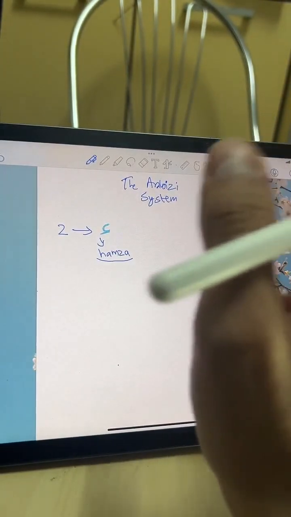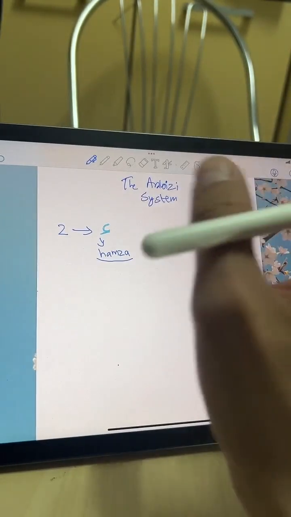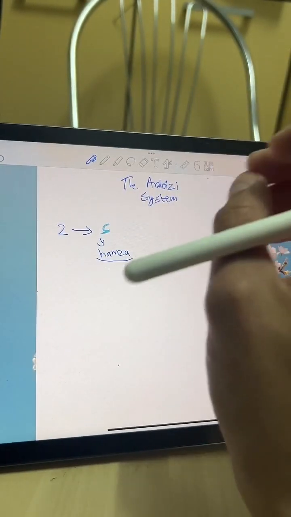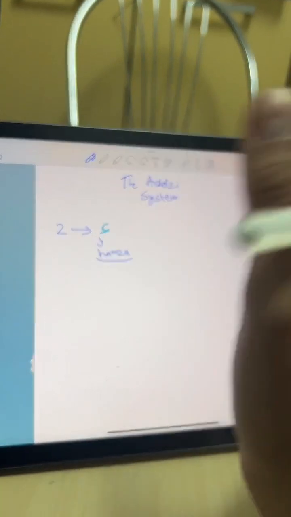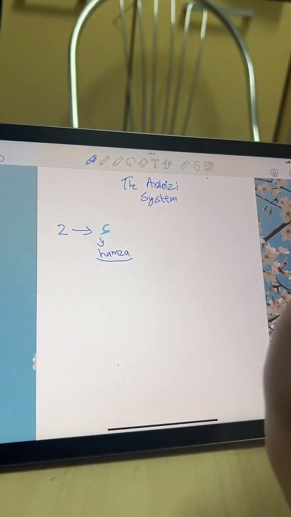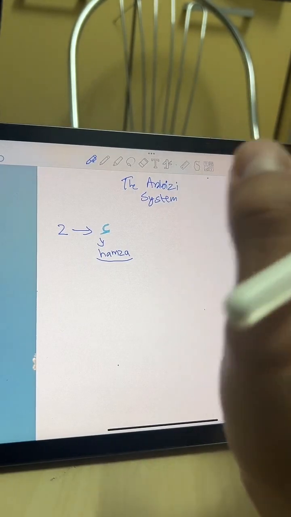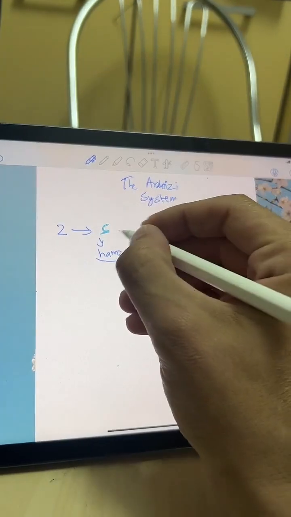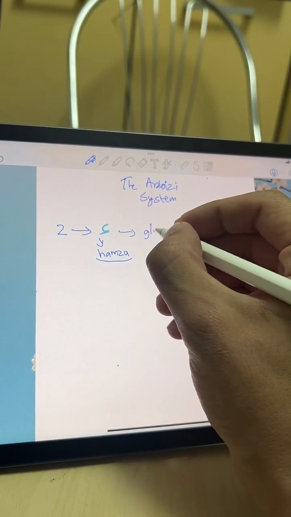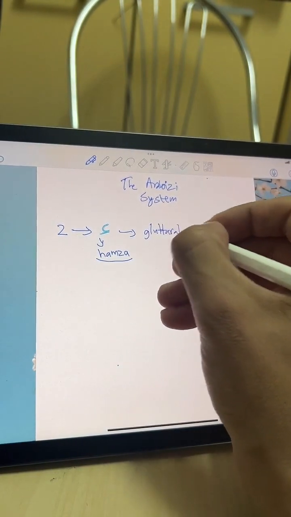All the Arabic letters have names because they have been inspired by something. In the original language from which the alphabet comes, like Phoenician, each letter was inspired by something. The A was inspired by the ox, the B by the house, and so on. So A, it's basically a glottal stop.